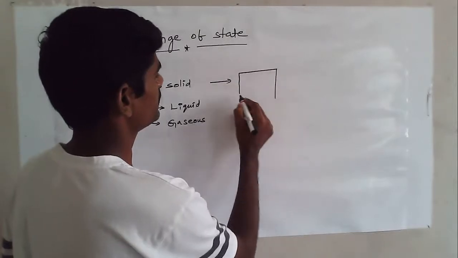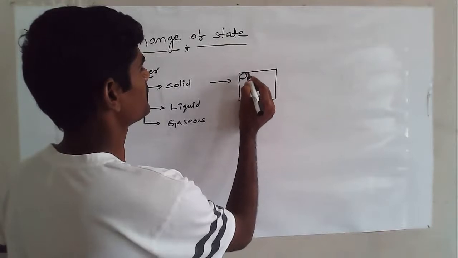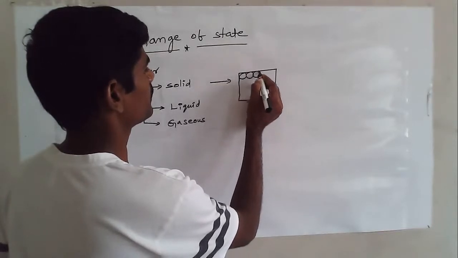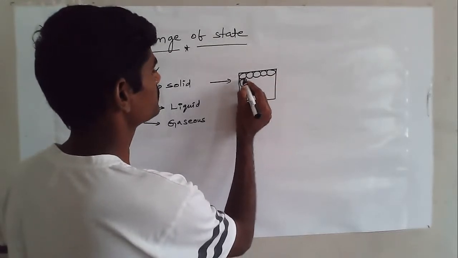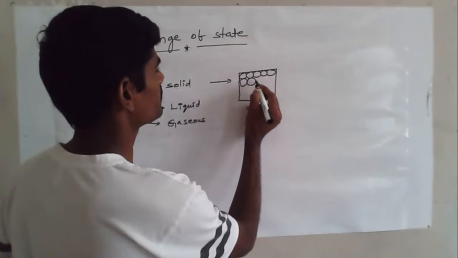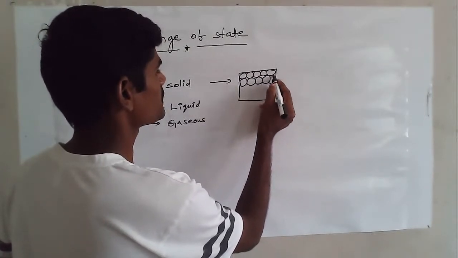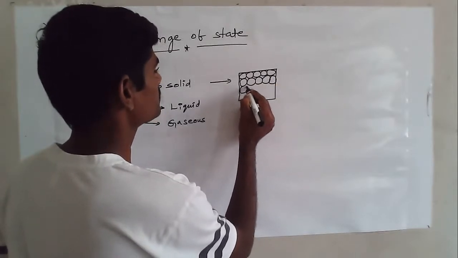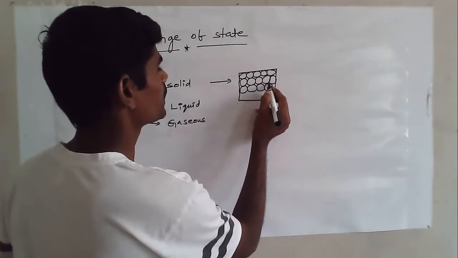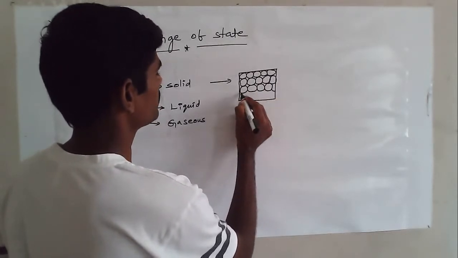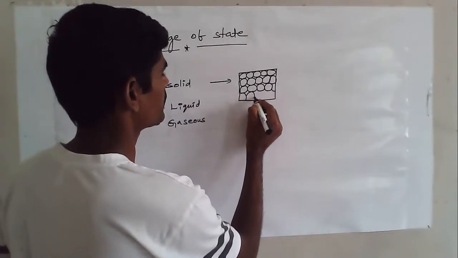For example, take a container. In this container, the particles present are closely packed. Between the particles, there are no gaps, due to more attraction forces, and there is high density and a high melting point and boiling point. This is caused by the strong attraction forces between the particles.